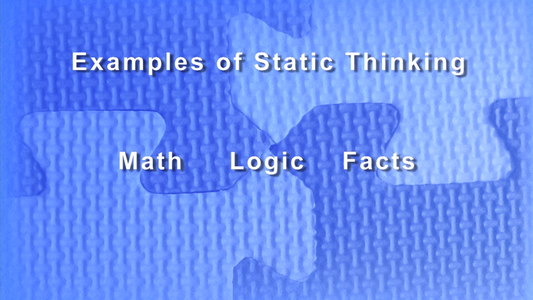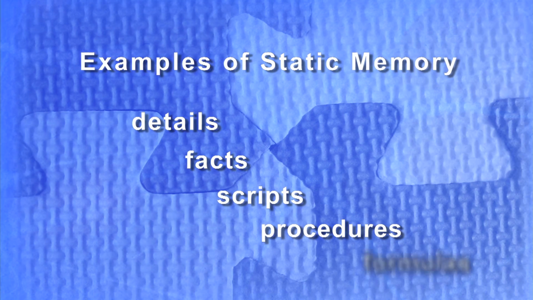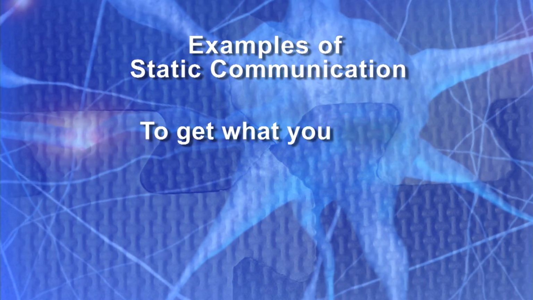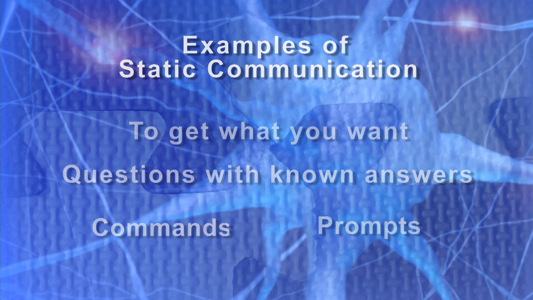Examples of static thinking include problems with right or wrong solutions, like math, logic, and facts. Examples of static memory include memory for details, facts, scripts, procedures, and formulas. Examples of static communication include means to end to get what you want, questions with preset answers, commands, and prompts.